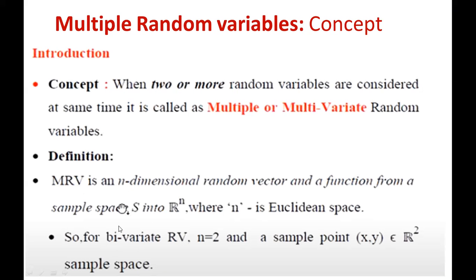For bivariate, bi indicates 2, that means n should be considered here as 2. If you have only 2 random variables, then we call it a bivariate random variable. That means the sample space contains sample points (x, y) belonging to R square, the vector space R power 2. The sample space is a real sample space. So in this particular module 2, we will be concentrating more on two random variables, also called bivariate random variables.